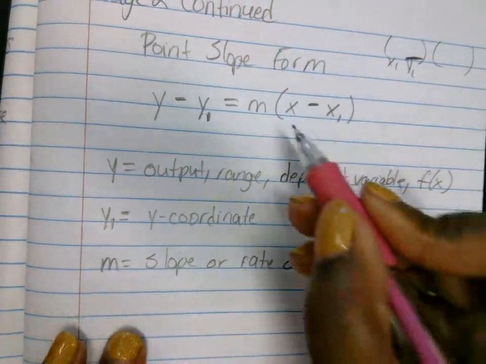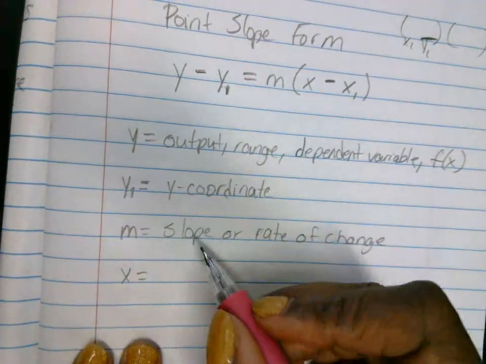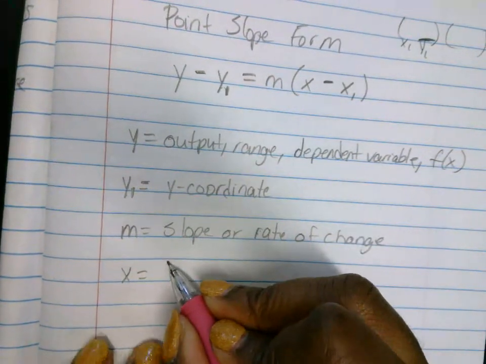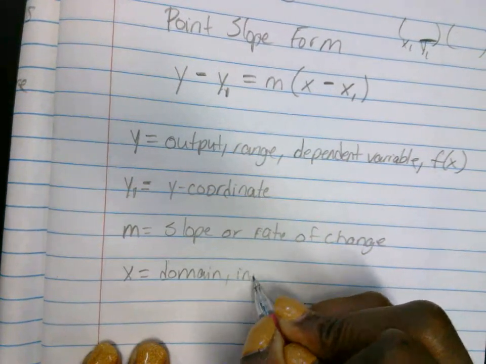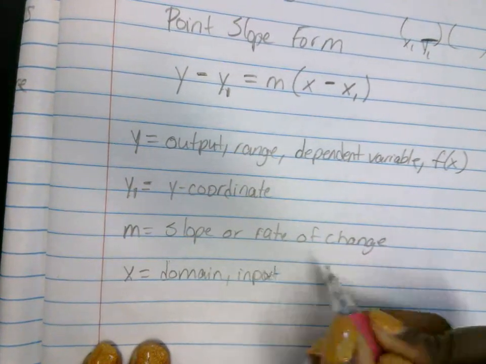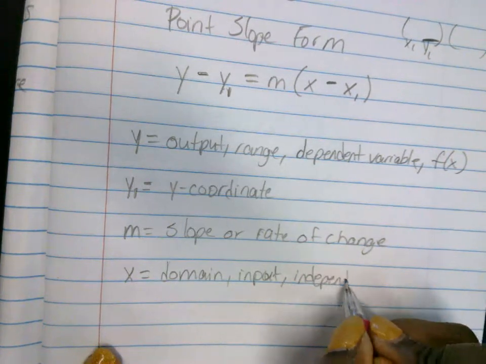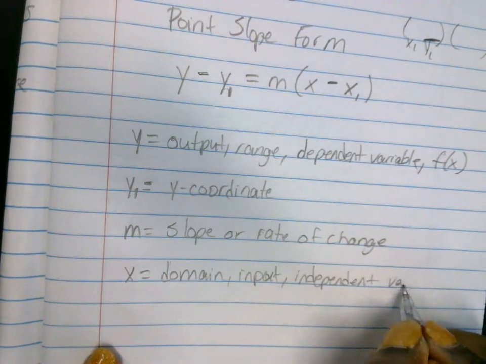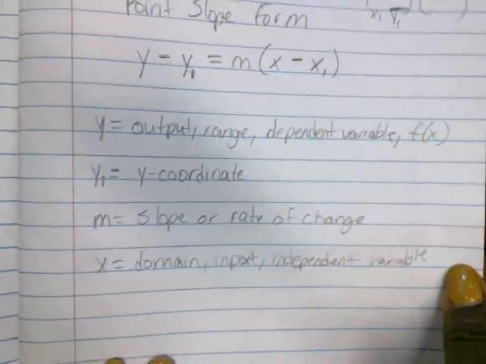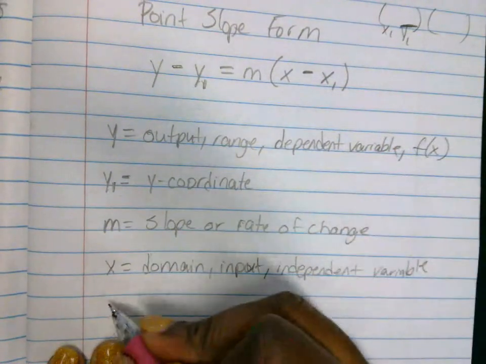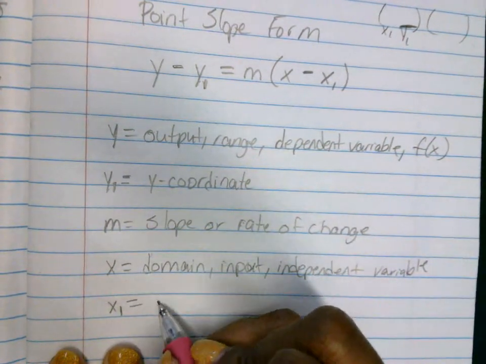You got it? Okay. You need some toilet time. All right. Your X. What do you think X is going to be? Domain. Good. Somebody said it. Domain, input, independent. Okay. Now, what do you think the X1 is? X coordinate.